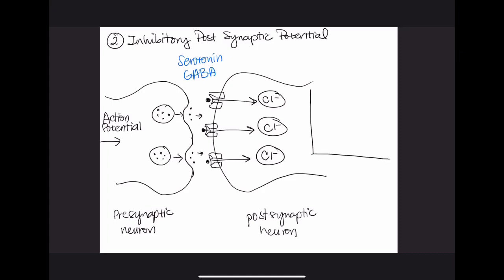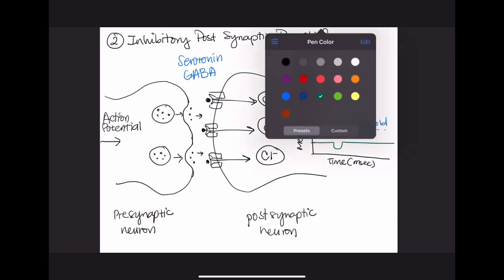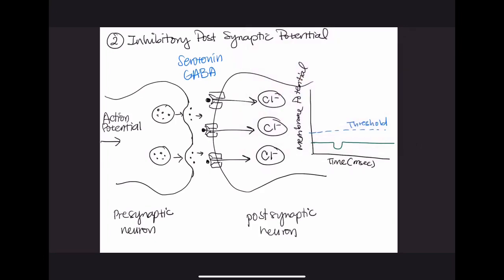So again, we're going to compare this in graphical form. So here is time and our membrane potential. The threshold for an action potential is signified by the blue dotted line, and we have the green line which represents the inhibitory postsynaptic potential. As you can see, there's actually a hyperpolarization that occurs here, which means that it takes the membrane potential away from the threshold.